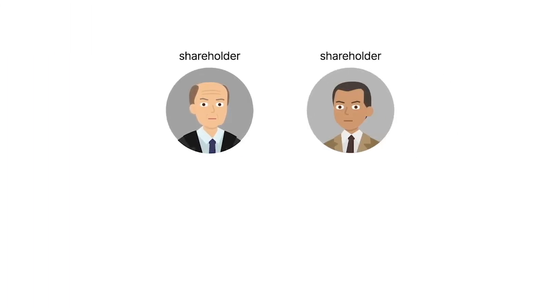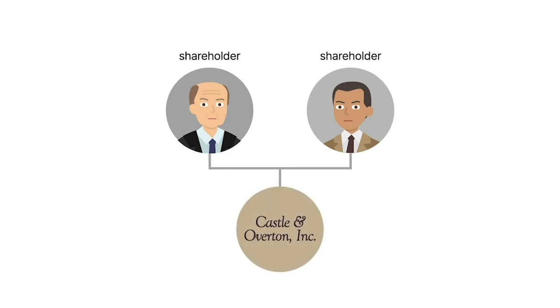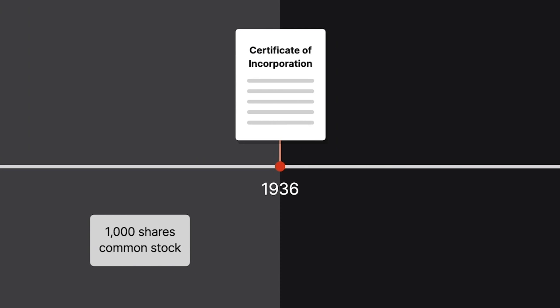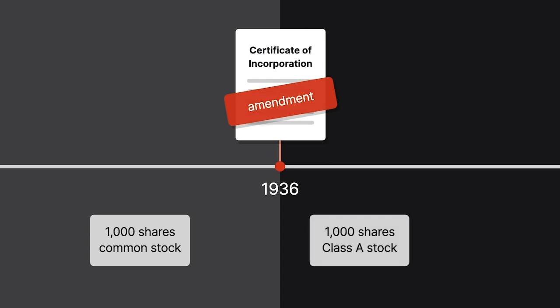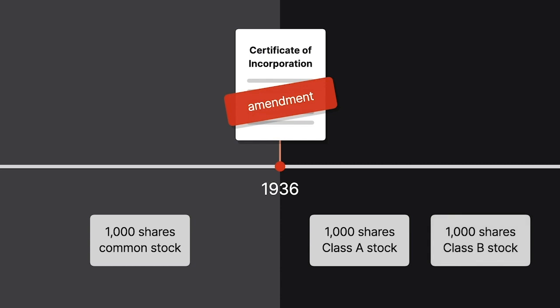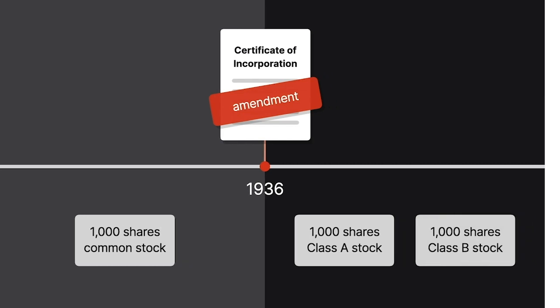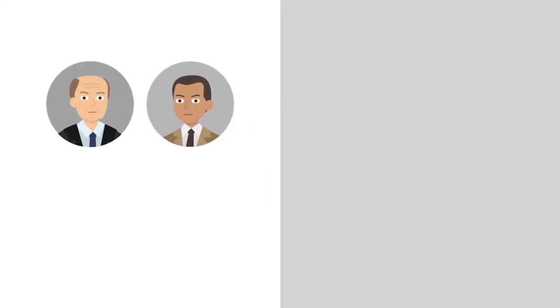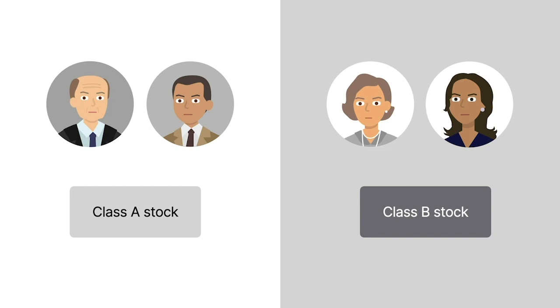Carlton Overton and George Oliphant were both shareholders of Castle and Overton Incorporated. In 1936, Castle amended its certificate of incorporation and converted all its outstanding common stock into 1,000 shares of designated Class A stock and 1,000 shares of Class B stock. The original shareholders, including Overton and Oliphant, held Class A stock. Class B stock was transferred to the shareholders' respective wives.